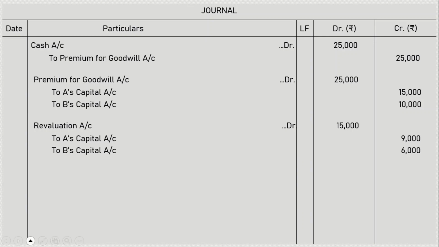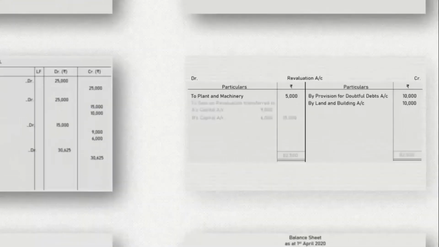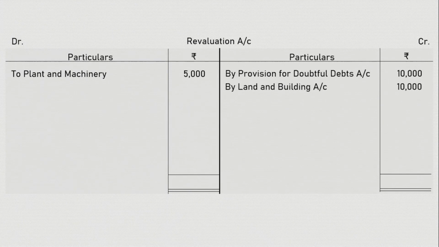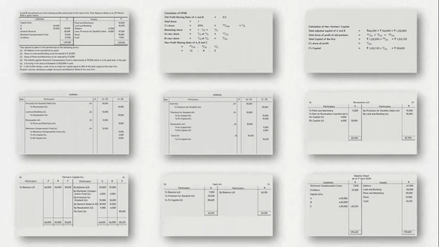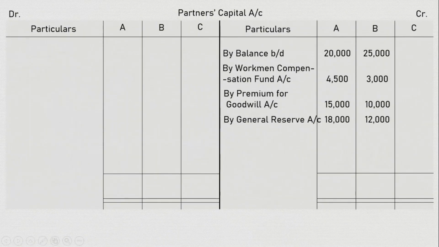Let's go to our revaluation account also. Here also you can find the balance of credit side is 20,000, debit side is 5,000. So we will get the balancing figure 15,000 on the debit side. Then gain on revaluation transferred to A's capital account, transferred to B's capital account. Then let's go to our capital accounts. As this is a gain, it will come on the credit side by revaluation 9,000 and 6,000.